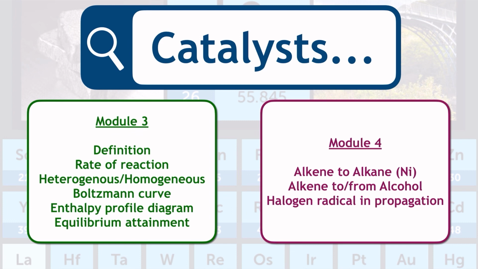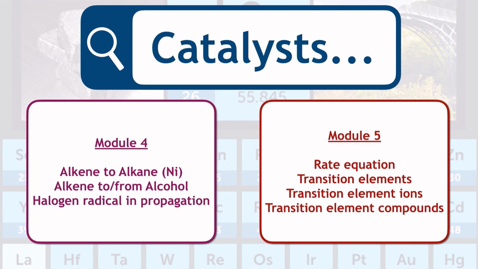Now we have the obvious ones here. We've got the alkene to alkane reaction, which uses nickel, another example of a heterogeneous catalyst and a transition element catalyst, I might point out. And we've also got alkenes going to and from alcohols, using acid catalysts in either direction. But what people often overlook is that the halogen radical in the two propagation stages of radical substitution also acts as a catalyst. So have a look at those two propagation stages and you'll notice that the halogen radical goes in and comes out chemically unchanged.